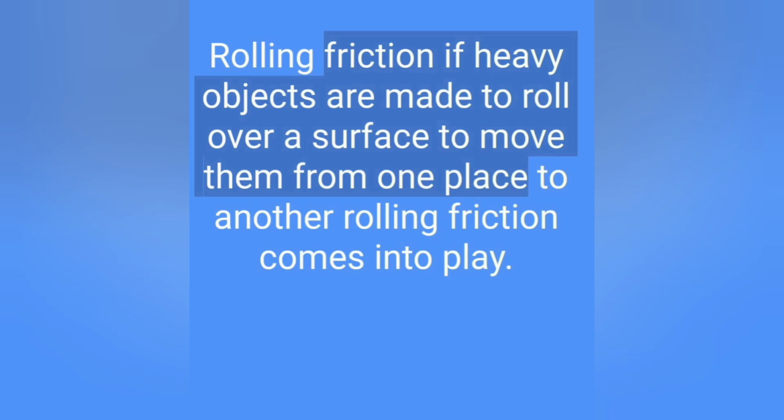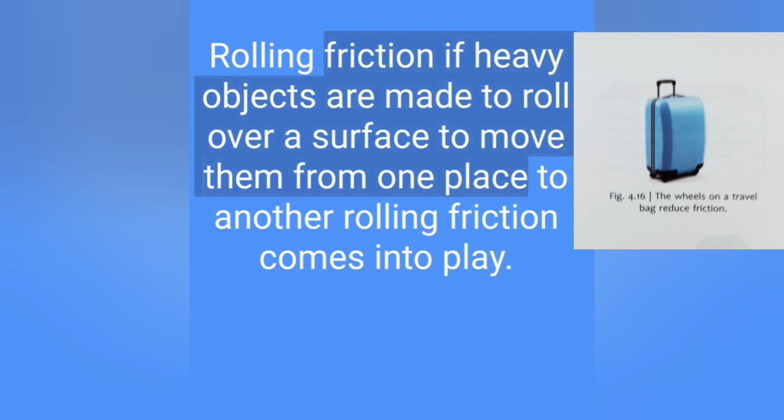Next is rolling friction. If heavy objects are made to roll over a surface to move them from one place to another, rolling friction comes into play. On hard surfaces, rolling friction is less than sliding friction. Look at this diagram. Here the wheels on a travel bag reduce the friction.